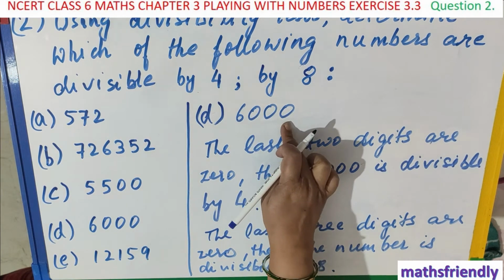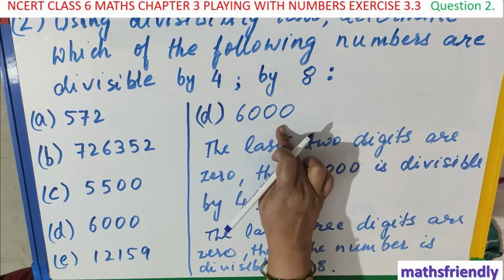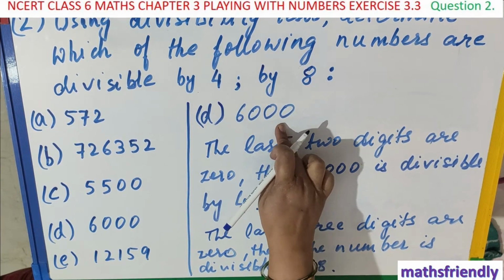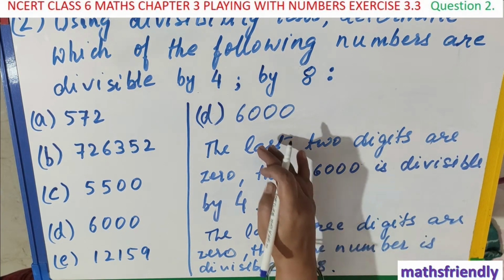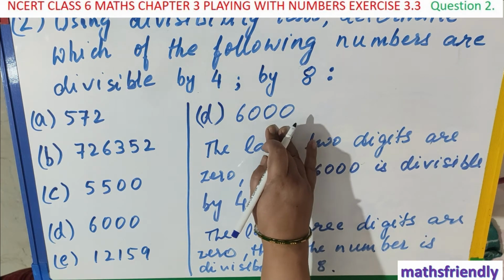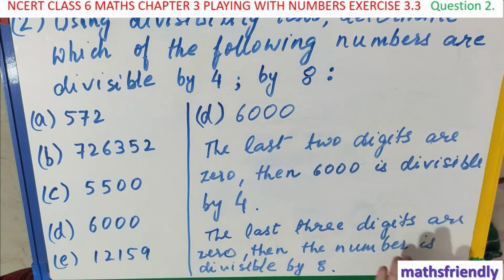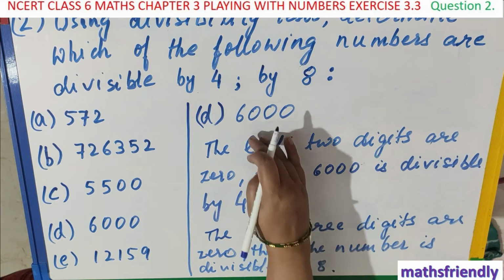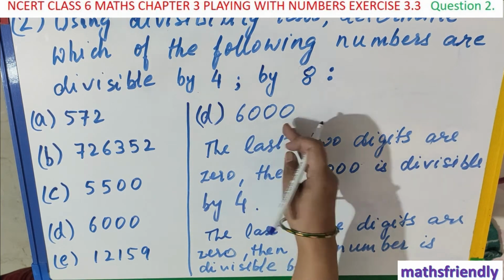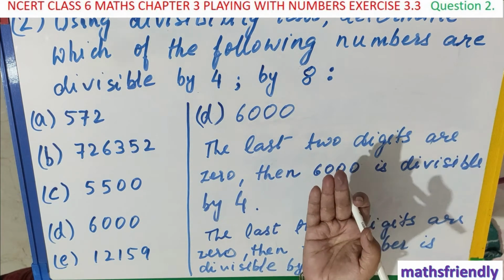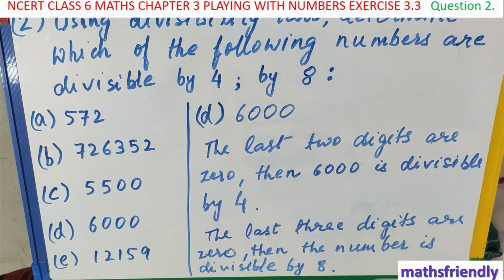Because when we divide these last three digits, that is 0 0, what did we get? We got the remainder as 0. It means these last three digits 0 0 are divisible by 8. So the whole number will be divisible by 8. So what we can conclude: when the number has last three digits as 0, the whole number, however large the number may be, will be divisible by 8.